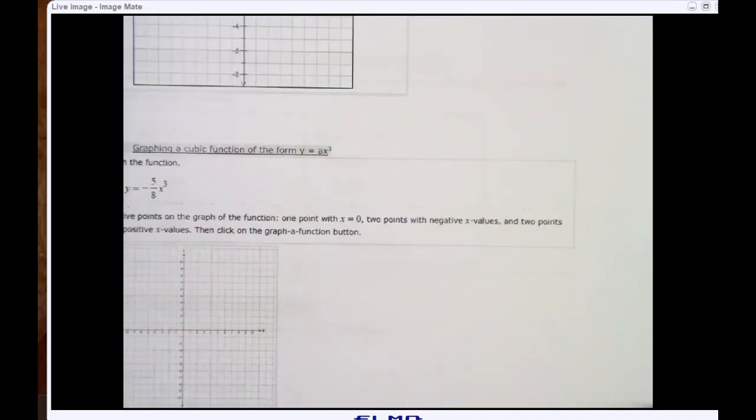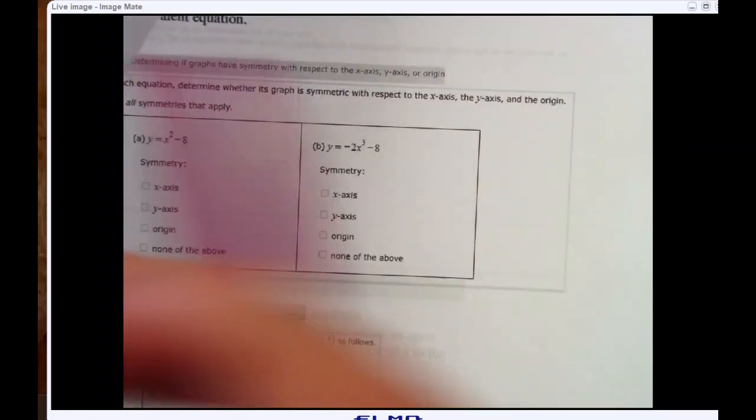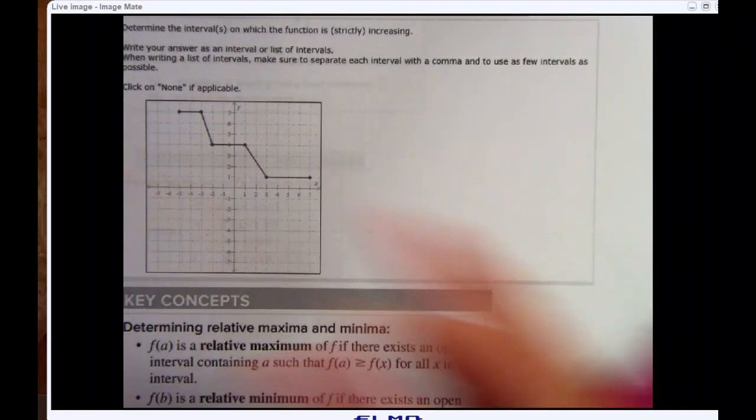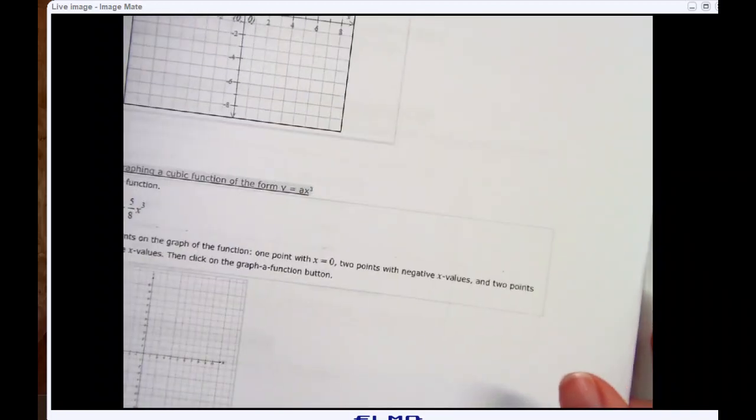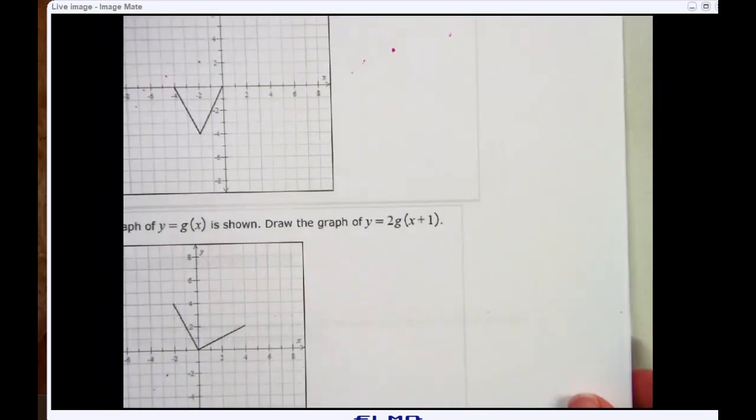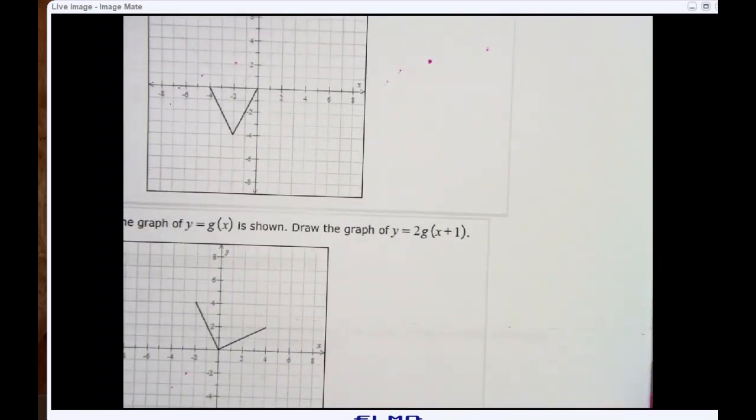I'm wondering if I want to save that for the end, because I'm going to show you in ALEKS. Nah, we can do it here.